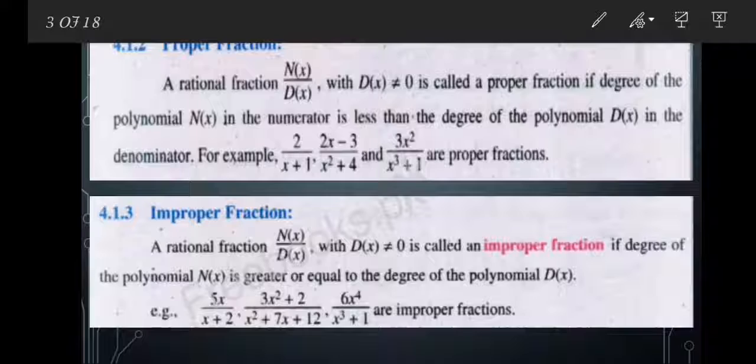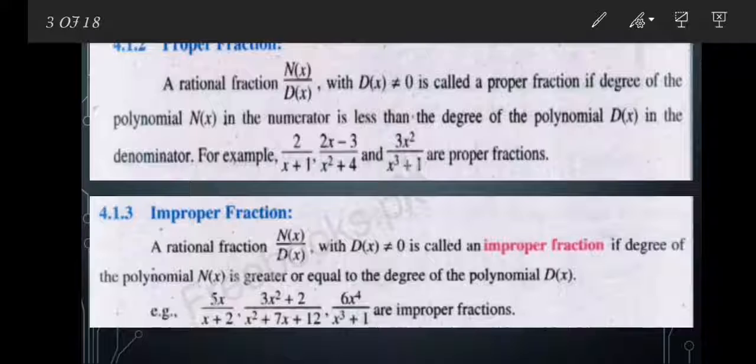If the degree of the numerator is equal to or greater than that of the degree of the denominator, then the fraction is called an improper fraction. In the second example, you can easily observe that in the numerator we have 3x square, that is, the degree of the numerator is 2, while that of the degree of the denominator is also 2. Here the two degrees are equal, so that is why the fraction is an improper one.